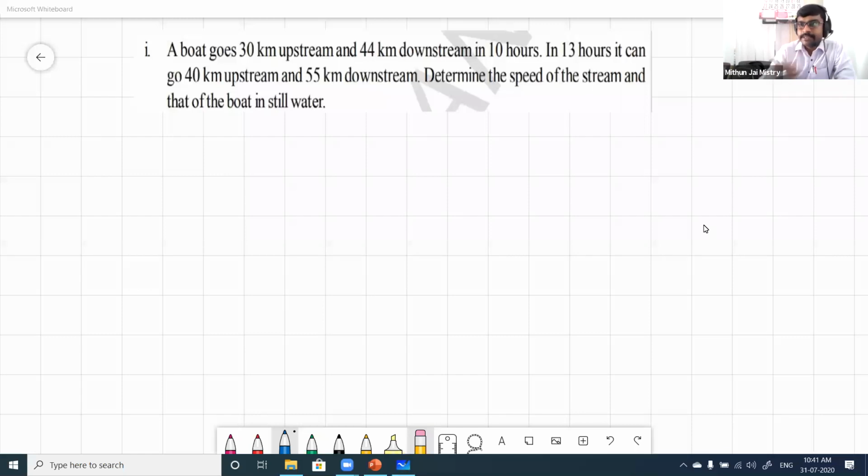Now here, let me read the question once again. A boat goes 30 kilometers upstream.